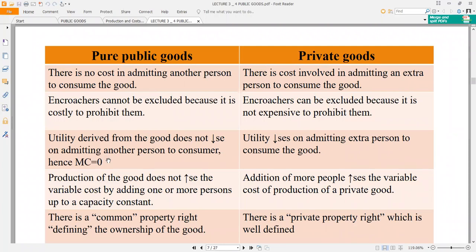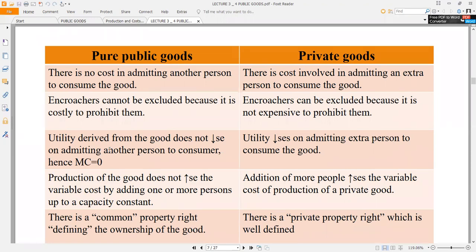And then for a pure public good, the utility that one person gets from consuming the good will not fall when we admit another consumer. When you bring more people to consume the good, it does not reduce the benefit that they get from that good. But it's not like that with pure private goods. When I'm consuming a good and you come to also consume the same good, it reduces the utility or the satisfaction that I get from that good.